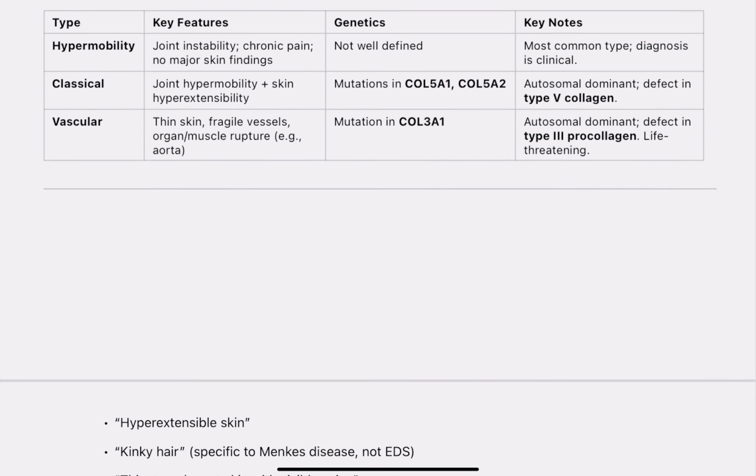Now let's look at some of the types and the key features. So in the hypermobility type, the key feature is that there's joint instability, there's chronic pain, and there are no major skin findings. The genetics are not so well defined, and it's the most common type, diagnosis is clinical. Now you have the classical type. There's joint hypermobility, there's skin hyperextension, mutations in COL5A1, COL5A2, autosomal dominant defect in collagen type 5. Then you have vascular, there's thin skin, fragile vessels, organ and muscle rupture, example aorta, mutations in COL3A1, autosomal dominant defect in type 3 procollagen, which is life threatening.